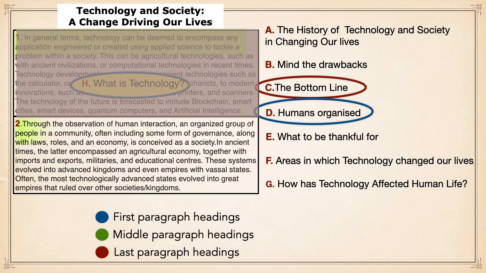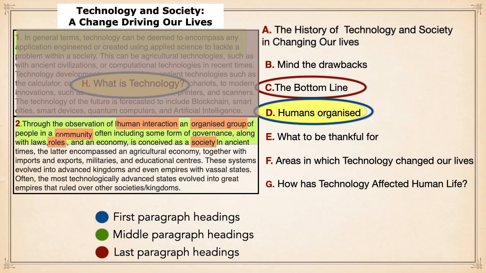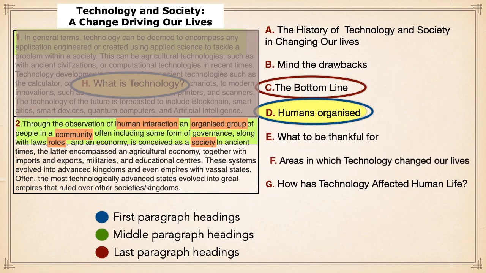Again, I'll read the first couple of lines to get the main idea or message in the paragraph. I see it speaks about human interaction, organized groups, communities, roles, and society. I'll then go over the headings again. I see that humans organized seems to be the best fit because there's no mentioning of history or drawbacks, obstacles, or anything to be thankful for, or any areas of technology, or any talk about how technology affects human life.